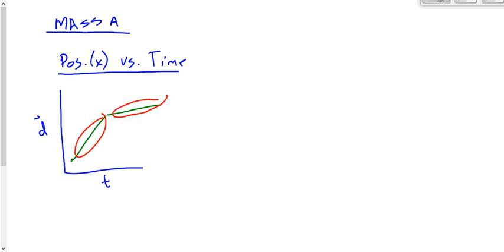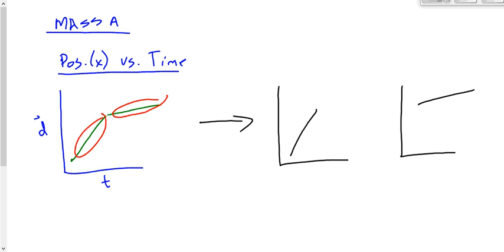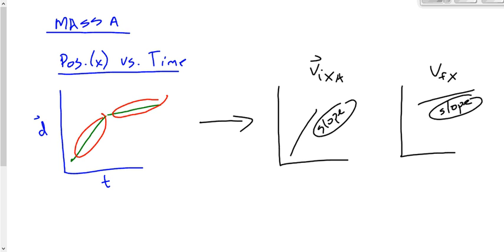What you're going to need to do is separate this into 2 graphs. Does that make sense? So position x versus time for mass A, you're going to have to turn it into this for initial, and this for final. And then from this, you're going to get the velocity, in other words, the slope of the graph, which Google Sheets will give you. So for mass A, x position versus time, you're going to get 2 velocities. You're going to get the initial x component for mass A, and the final x component for mass A.